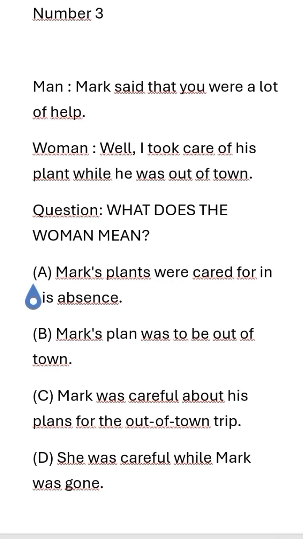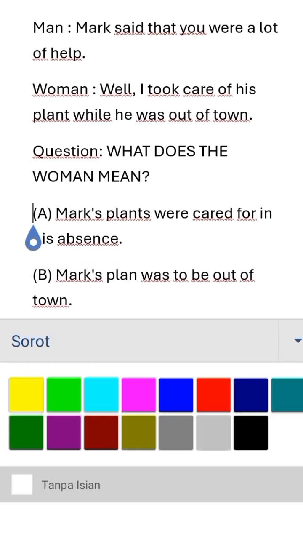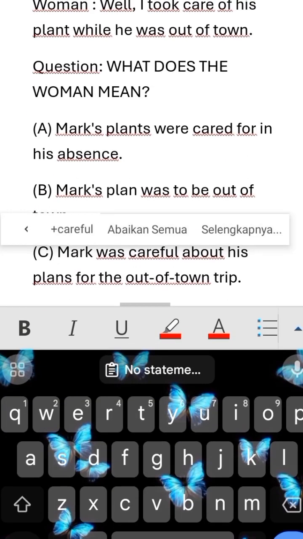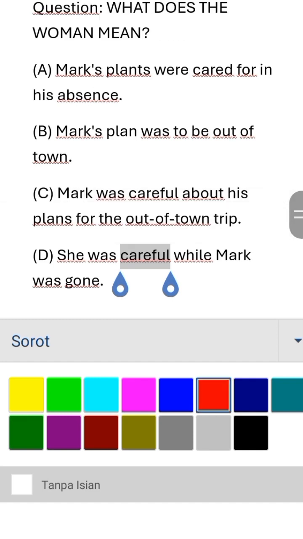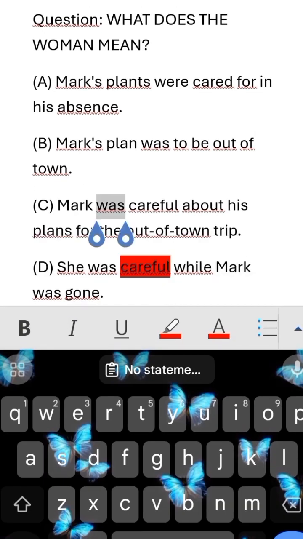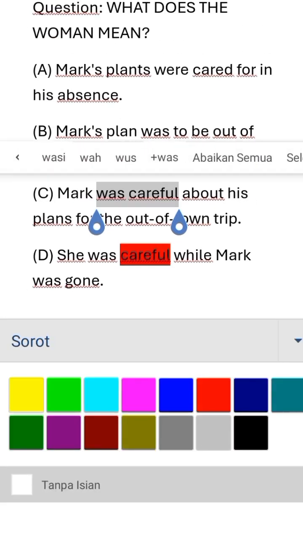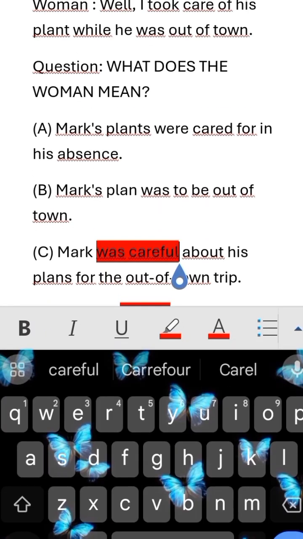And question number 3: speaker 1 said, Mark said that you were a lot of help. And the woman said, well, I took care of his plants while he was out of town. And the question is, what does the woman mean? At answer D, she was careful. Careful has a different meaning from took care. So answer D is wrong. And C, no statement at all about Mark's plants or crops. So the answer is wrong.